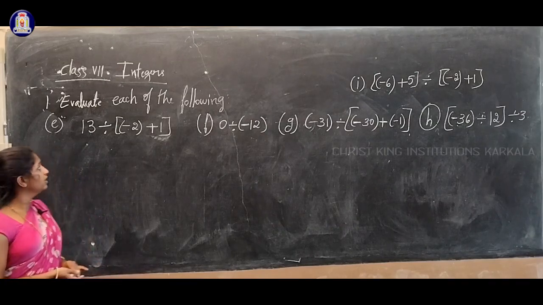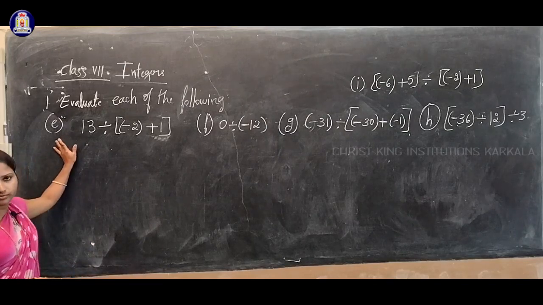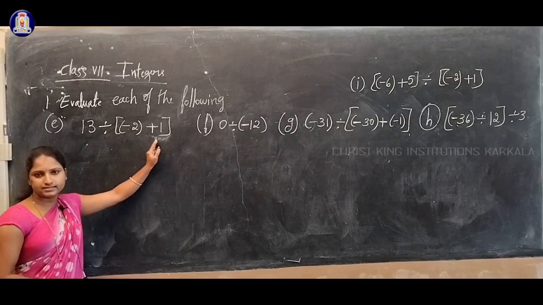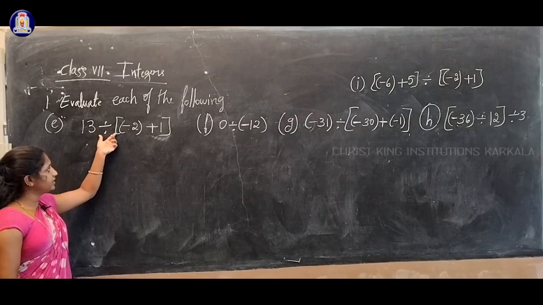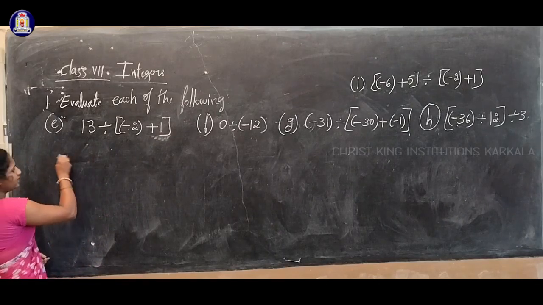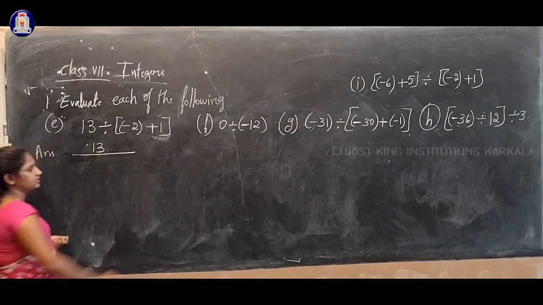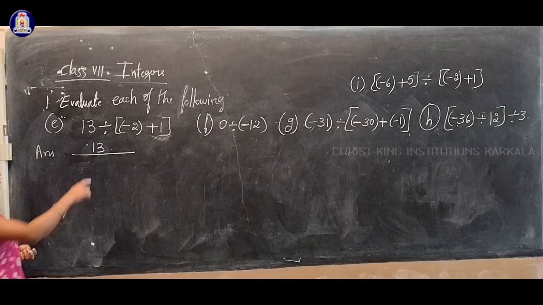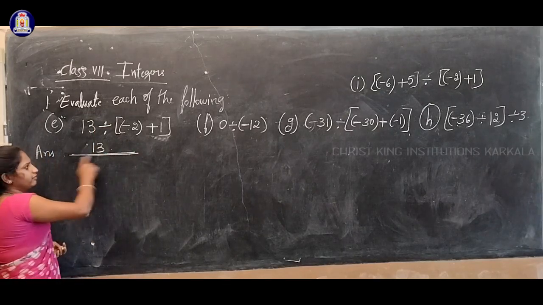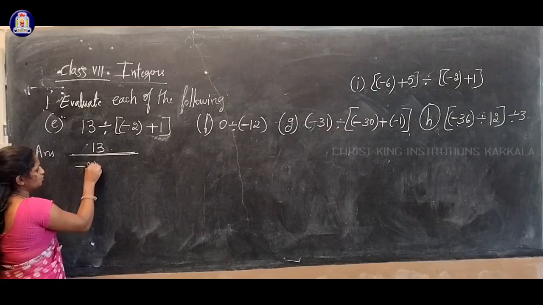Okay, next question. Evaluate each of the following. Question number E: 13 divided by minus 2 plus 1. That means in the numerator there is one integer, that is 13. But in the denominator, division is given. So the integers in the denominator are minus 2 and plus 1.